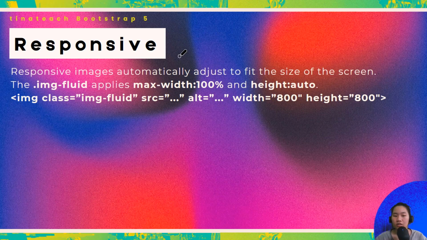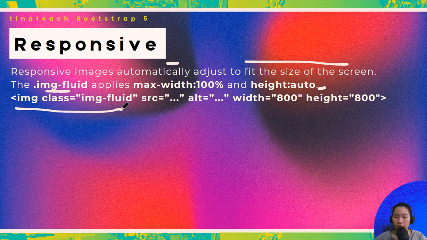Lastly, responsivity. Responsive images automatically adjust to fit the size of the screen, and Bootstrap does that by using the img-fluid class. This applies max-width 100%, so this would take as much space as is available, and the height is auto. Okay, height auto, it depends on the image itself and the file properties.